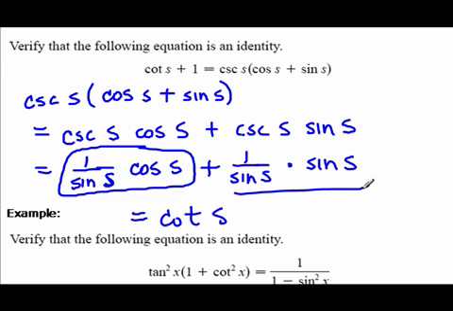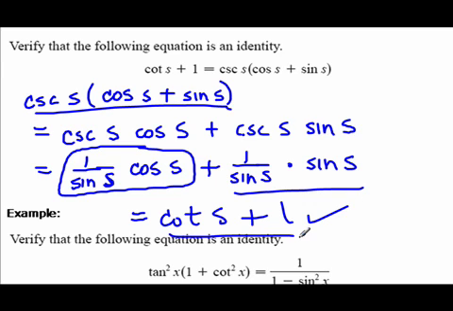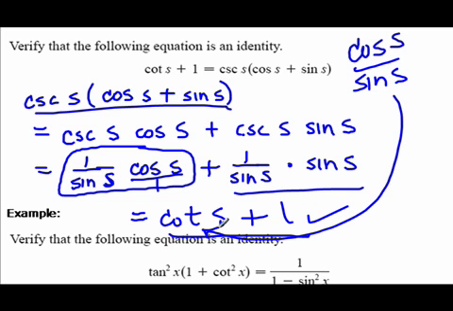What happens over here when I multiply those together? Sine over sine ends up being 1. And you are finished. You have made the right side look like the left side. Okay, I kind of lost the last part. 1 over sine times cosine over 1 is simply cosine s over sine s, and that gives you cotangent.